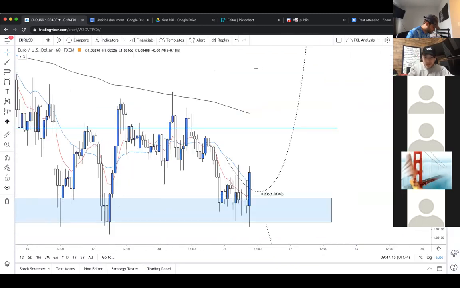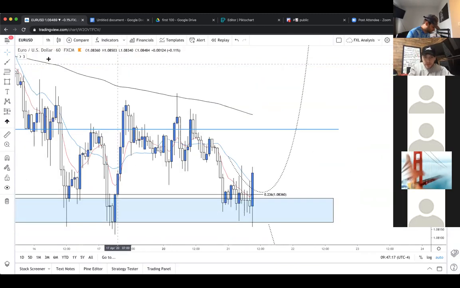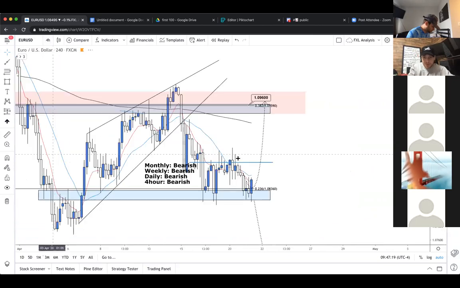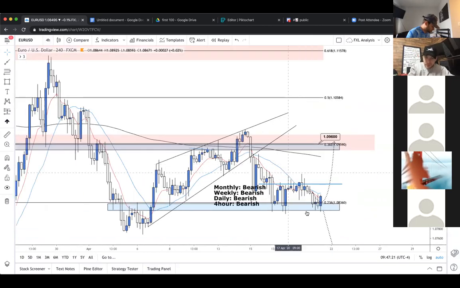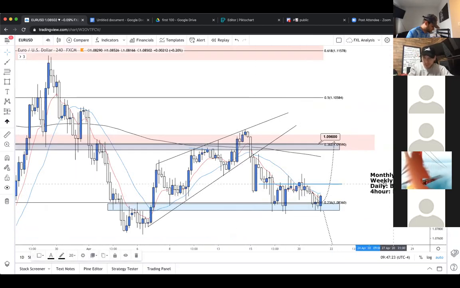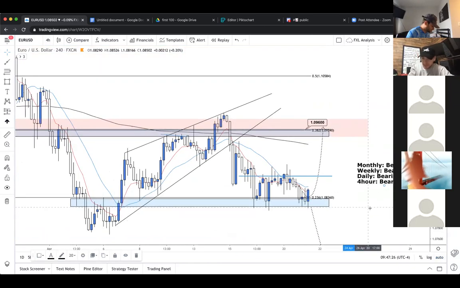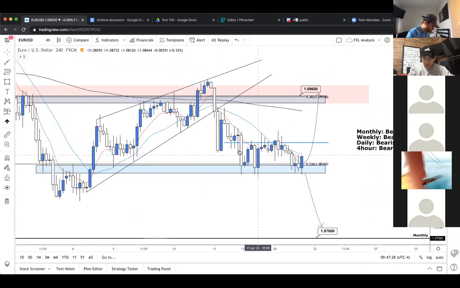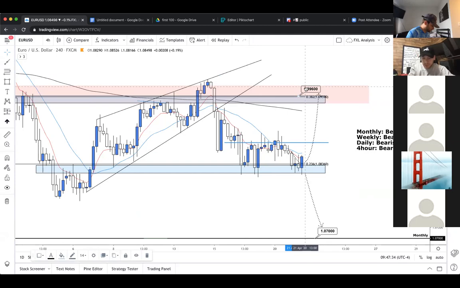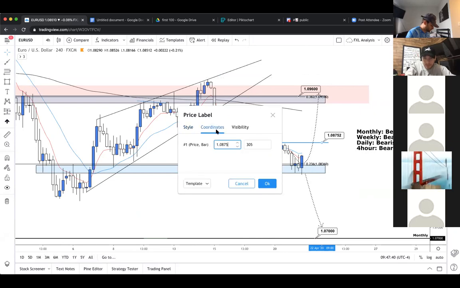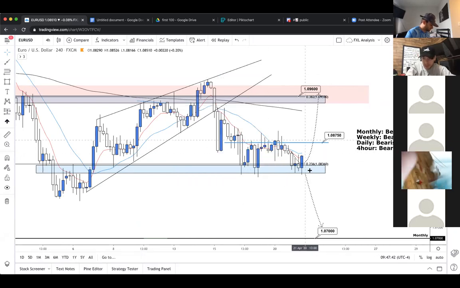Euro USD. This one is kind of making a play to the upside now. Let's see, 4-hour. So yeah, it's kind of been ranging. It is bearish on most time frames here, but it has been ranging since the 16th between this area here. Let me go ahead and draw a price label so you guys can see that. Right around here. Right, it's been ranging between here and this major support level, right around 108.250.